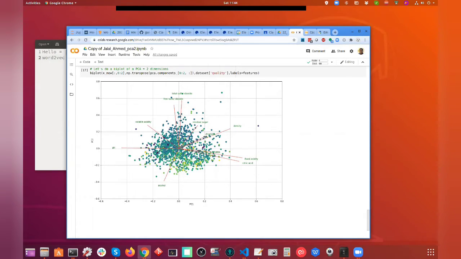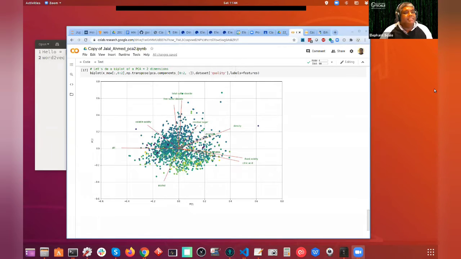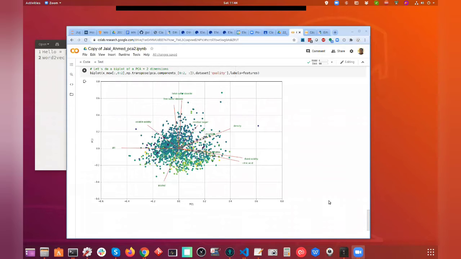Can you hear me? After one hot encoding, I got this error: too many values to unpack. Any other question on any labs or PCA concept-wise?